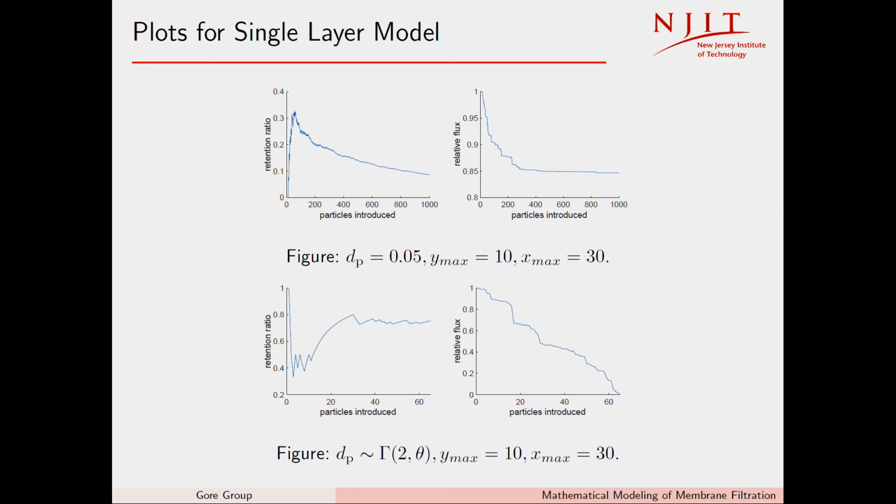And this is the relative flux, which should level out at some point after everything's been clogged up, or the pores that are going to be clogged get clogged. These bottom two here are where we have a particle distribution on their diameters, and we see here the relative flux goes down to 0 as the entire filter gets clogged, and then the retention goes down to some point and then starts coming back up. So this is what we would expect.